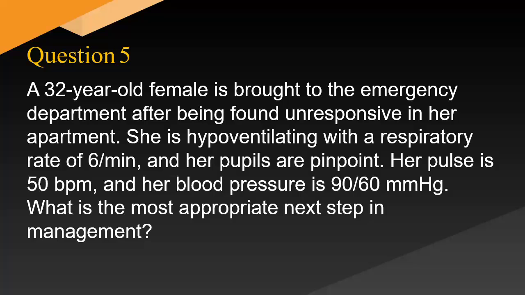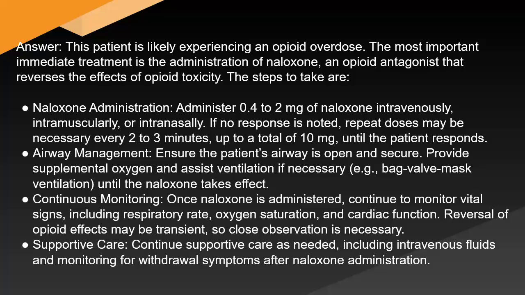She is hypoventilating with a respiratory rate of 6 per minute and her pupils are pinpoint. Her pulse is 50 bpm and her blood pressure is 90/60 mmHg. What is the most appropriate next step in management? Answer: this patient is likely experiencing an opioid overdose.